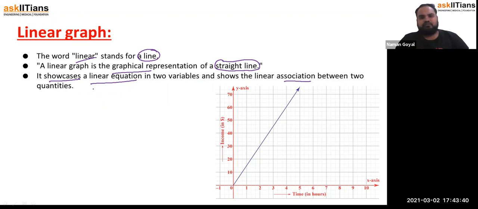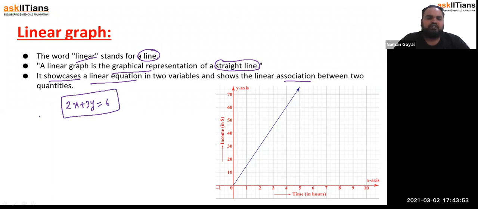So which type of equation is represented by a straight line or linear graph? The linear equation in two variables. So if I write down 2x plus 3y is equal to 6, the graph of this equation is represented by a linear graph. This is what a linear equation in two variables is. Got it?